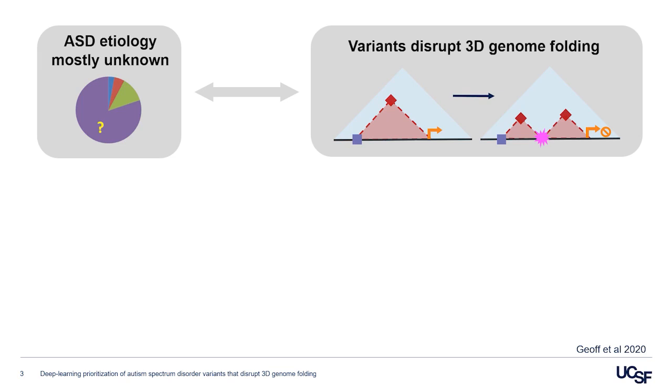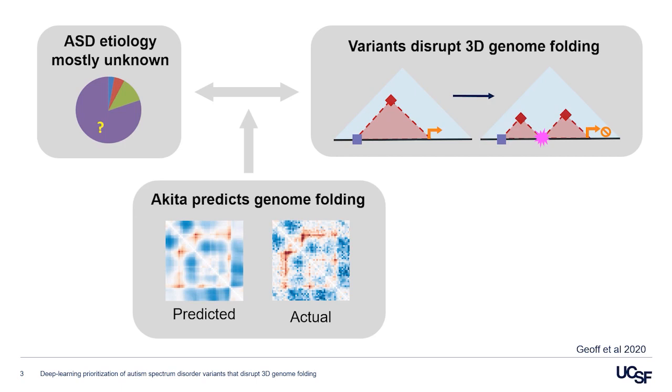Experimentally testing this requires genome editing and chromatin capture experiments, which are cost prohibitive to perform at scale across a whole cohort. To overcome this barrier, we use a machine learning tool developed in the lab called Akita that can predict chromatin interactions in the form of high-resolution contact frequency maps from genomic sequence alone.